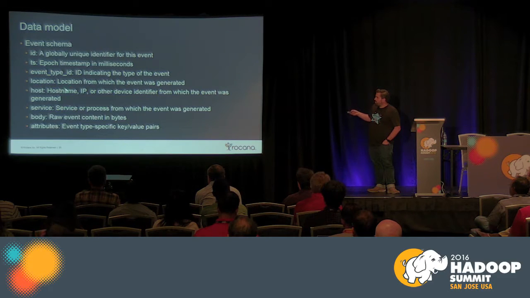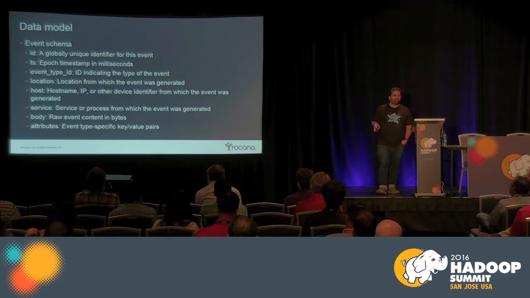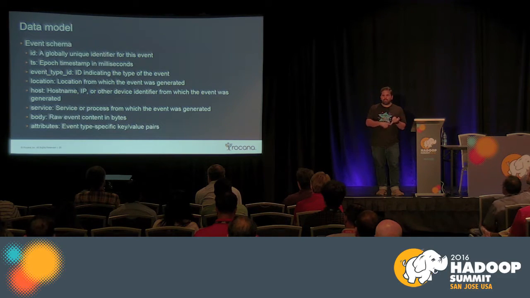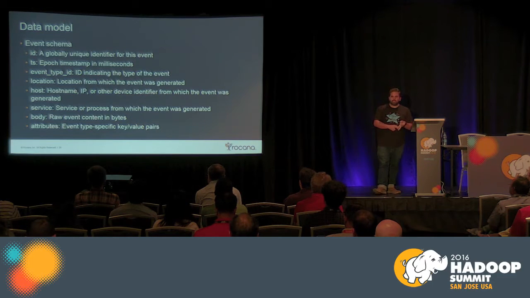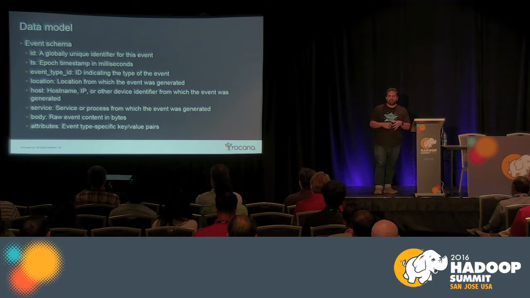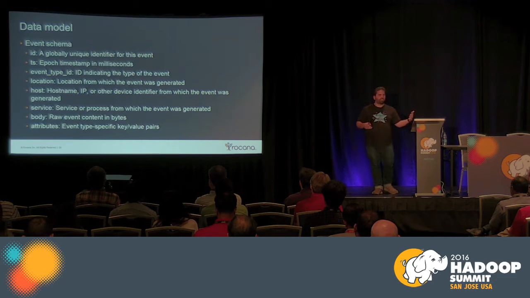These next three fields are really geared towards our IT operational use case. So location is like a rack or a data center ID. Host is the host name or IP address that generated an event. And service is the service. So the service could be like Hadoop HDFS, or it could be MySQL. Or it could be something that's more generic, like your CRM system, which actually consists of multiple different components.